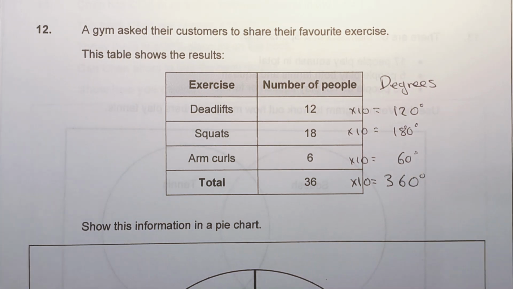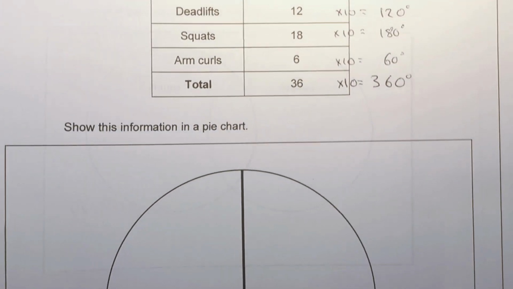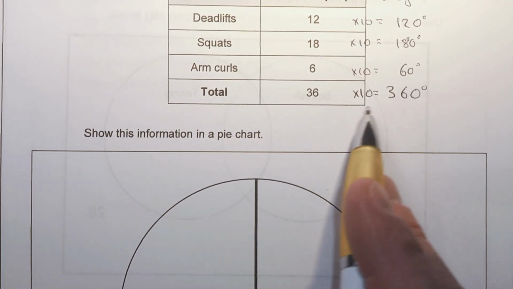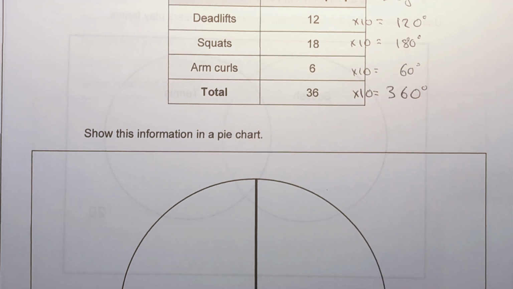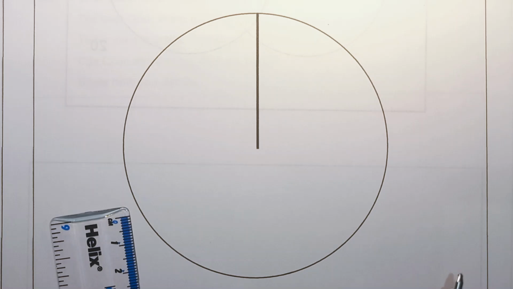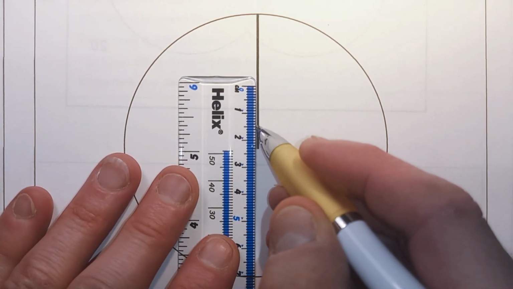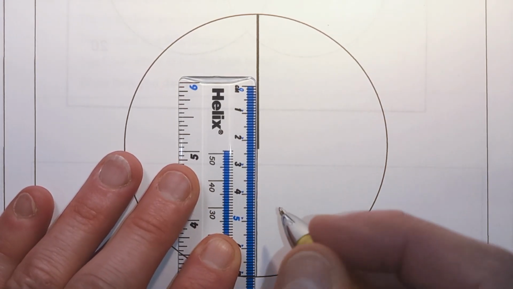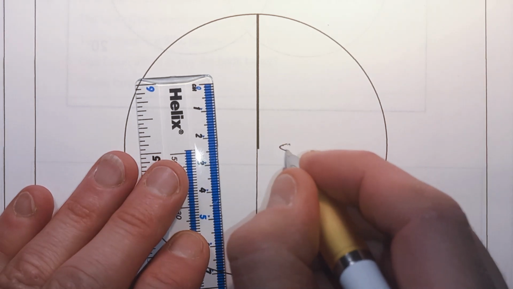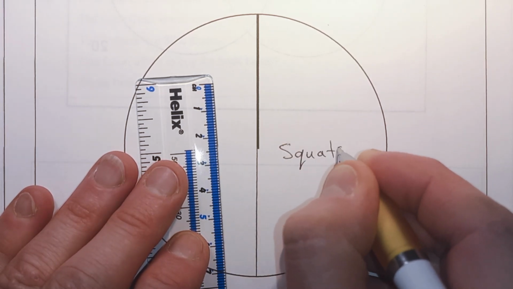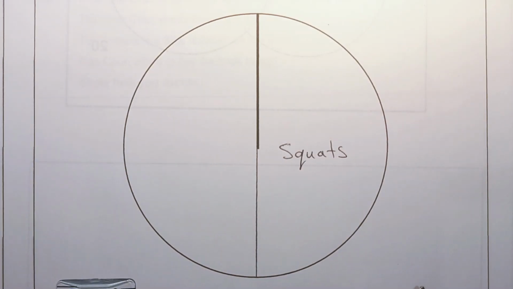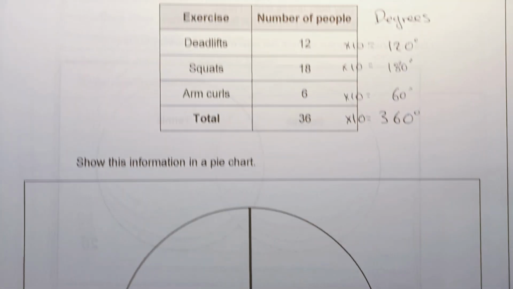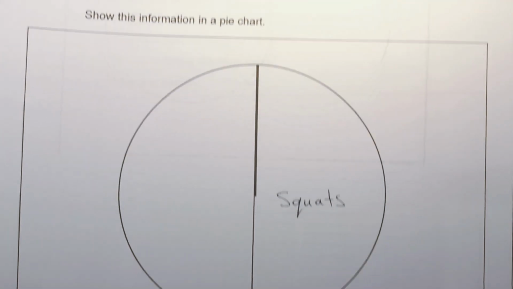Now we've got to plot that on our diagram. Now, because one of them is 180 degrees, the squat, I know that 180 degrees is half a circle. So I'm actually going to continue this down, and then we can just say, well, this is our squats on one side. Okay, then I only need to do one measurement on the other. So for deadlifts, we've got 120 degrees.